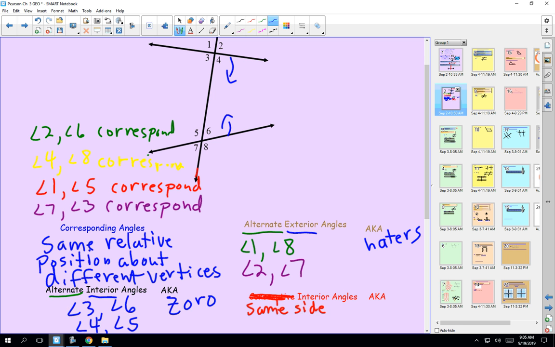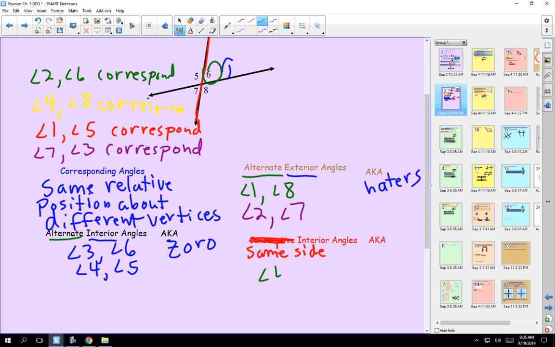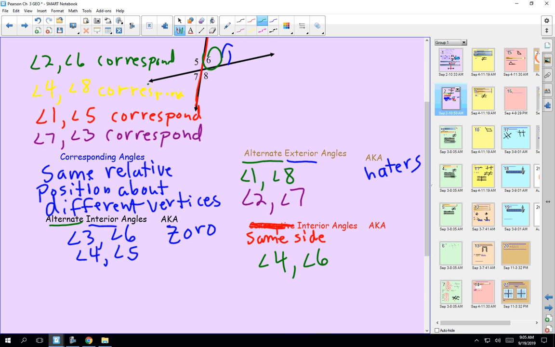To be a spoiler. Okay. But if you can at least recognize them: same side interior angles. So same side of the transversal, and then interior we already talked about. Here's the transversal. So same side of the transversal, it'd be like 4 and 6. So angle 4 and angle 6, and then what else? Angle 3 and 5, you told me?